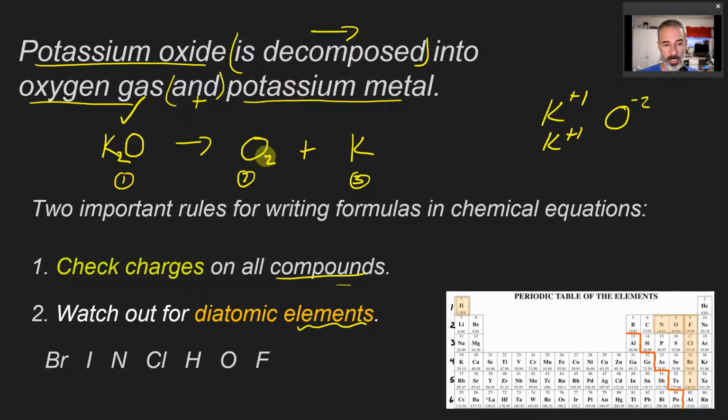Only O, because O is right there. It's a Brinkelhoff element. K, it's not in that list of 7, so it does not get that diatomic 2 put on it. And there we go. We're done. So for compounds, we got to check charges, and for elements, we got to look for diatomic elements, and only 7 of them are diatomic elements.